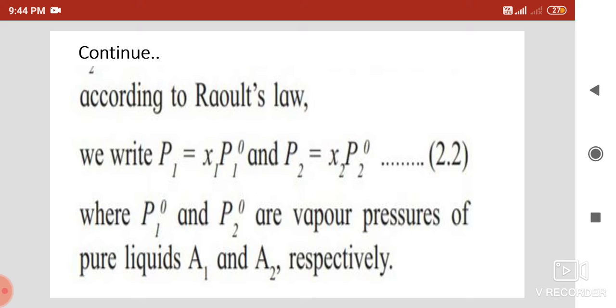If you see the P1 here, P1 is the partial vapor pressure of liquid one, and here P1⁰ is the vapor pressure of the pure liquid. Similarly, P2 is equal to X2 P2⁰. Here P2 is the partial vapor pressure, and P2⁰ is the vapor pressure of the second volatile liquid, that is A2.